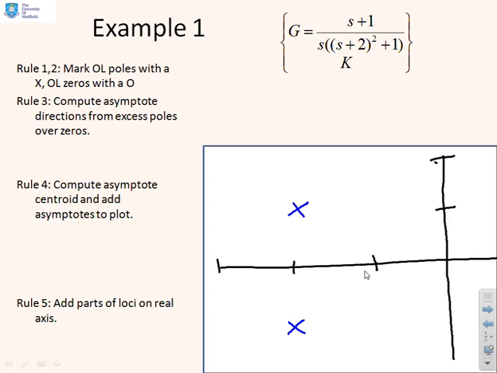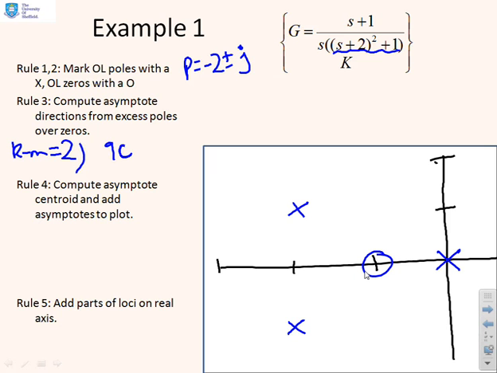I also have an open loop pole at the origin. Perhaps if I write that down so you see you've got poles at -2 plus or minus j. If you couldn't see it, that's from this quadratic factor in here. I've also got an open loop zero at -1. So I've marked that. Next, I want to see how many asymptotes I've got. Well, the excess of poles over zeros, k minus m, is 2. So the asymptote directions in this case are going to be plus or minus 90 degrees.